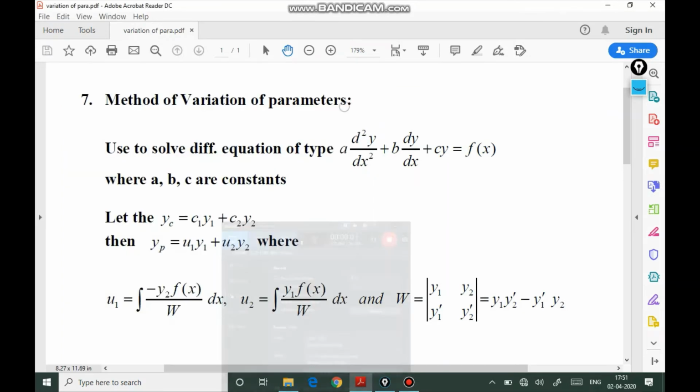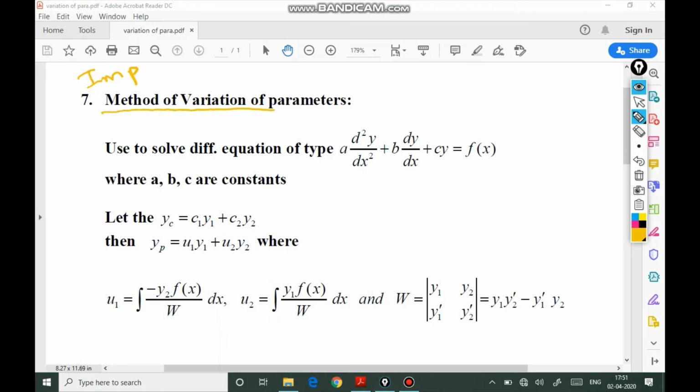Hello everyone. I am Sachin Vivare, and we are going to start method number 7 of finding the particular solution of a linear differential equation with constant coefficients. This is the most important method, which is the method of variation of parameters.